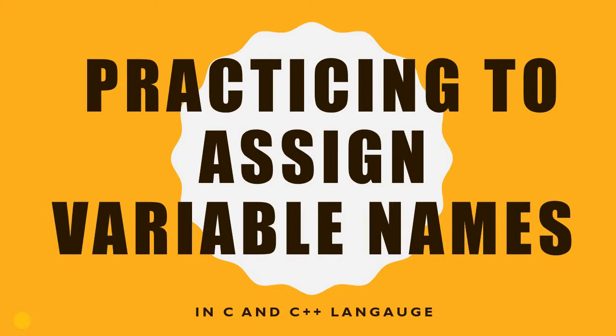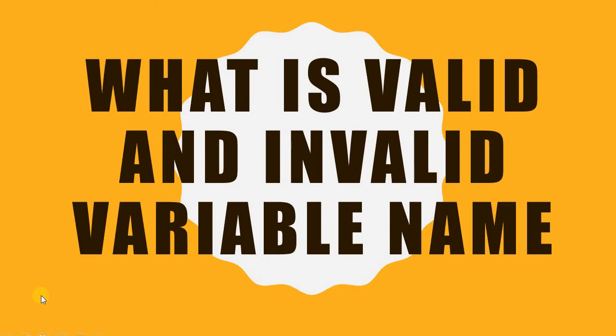As in my last video you have learned about different rules for naming a variable in C and C++ language. So today I thought to practice it along with you guys. So before practicing to assign the variable names, I would like to explain the concept of valid and invalid variables.